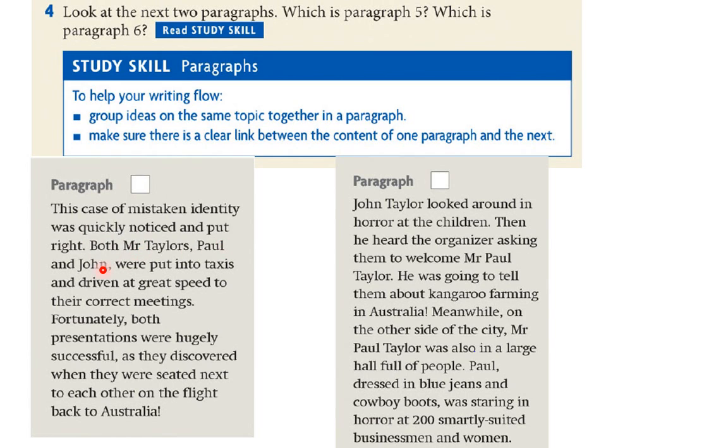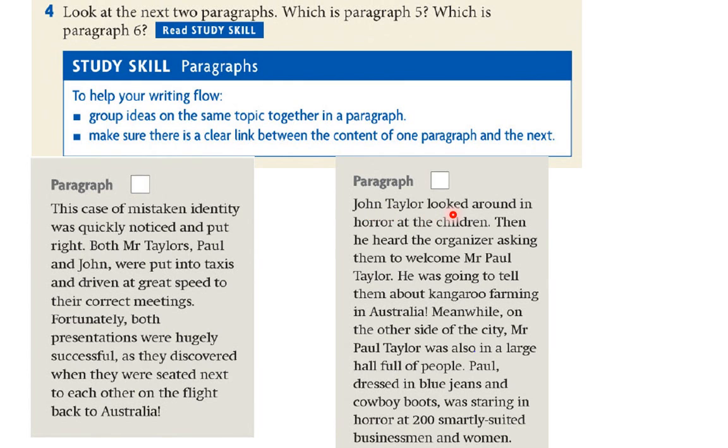Both Mr. Tyler Powell and John were put into taxis and driven at great speed to their correct meeting. Fortunately, both presentations were hugely successful, as they discovered when they were seated next to each other on the flight back to Australia. So, in this paragraph, there is sudden new information regarding Mr. Tyler Powell and John. We haven't known about them in paragraph 4. See, almost this paragraph is not 5. Let us read the other paragraph.